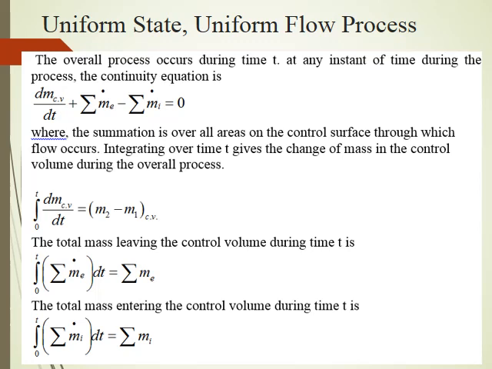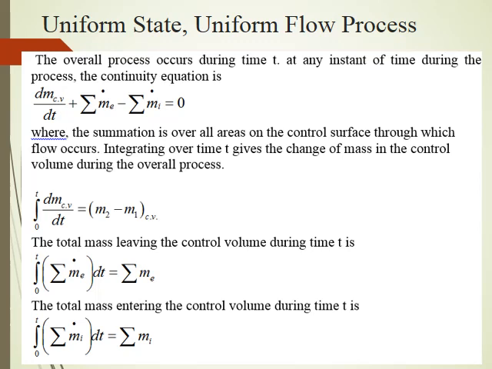The overall process occurs during time t. At any instant of time during the process, the continuity equation is dm_cv/dt plus summation of m dot e minus summation of m dot i, equal to 0. Summation is for the areas on the control surface through which flow is occurring. Now, integrating over time t, we can get the change of mass in the control volume during the overall process.